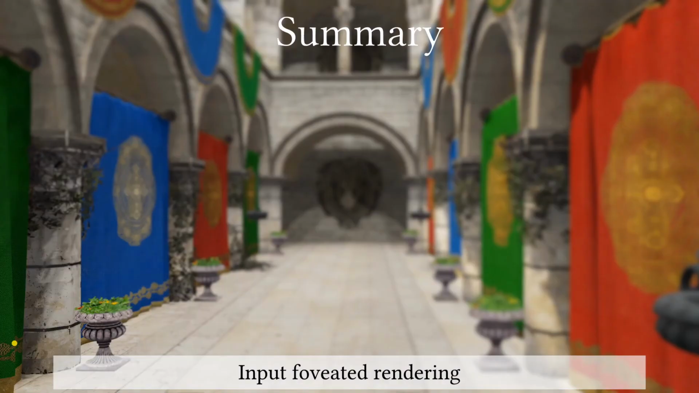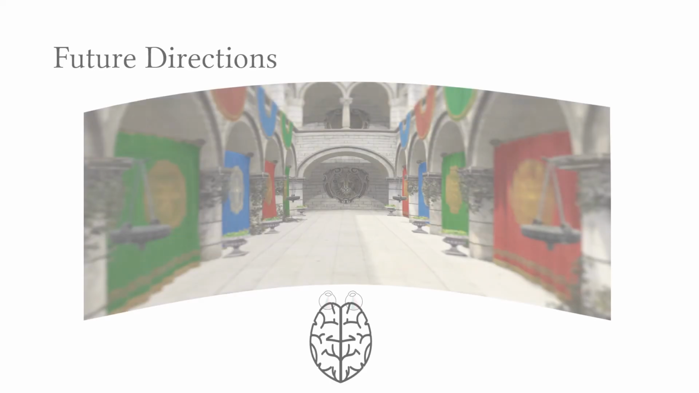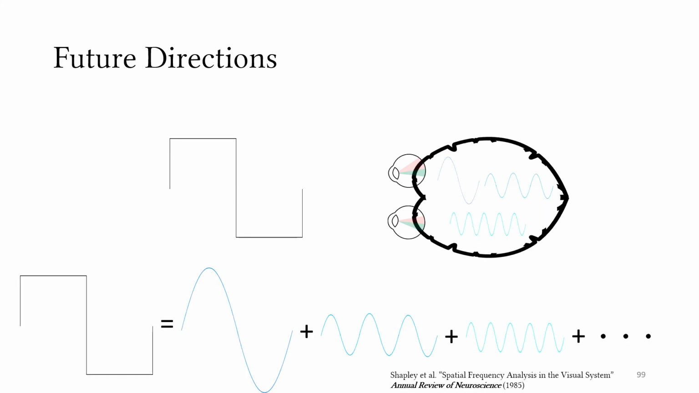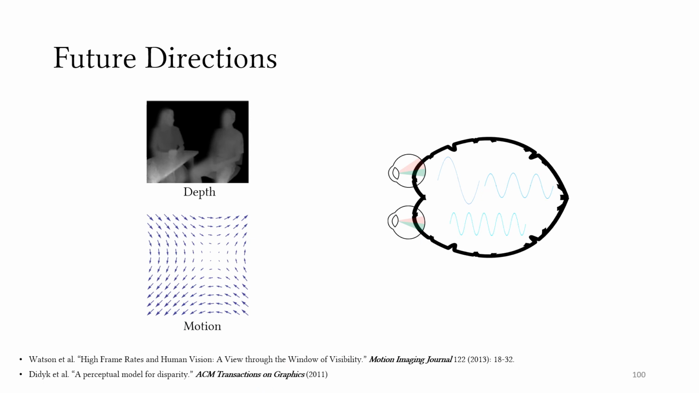So now, with that done, what's next? Owing to the spatial frequency selective nature of the human visual system, we can also build our framework to manipulate cues such as depth and motion for real-time foveated graphics, as our perception of these aspects has also been studied in terms of constituent harmonics.